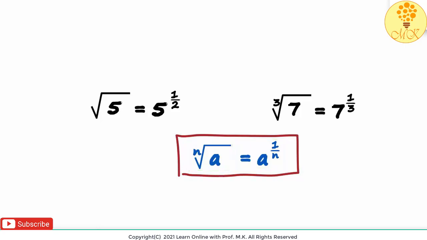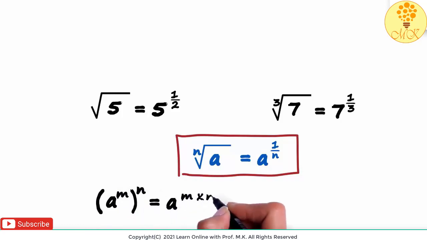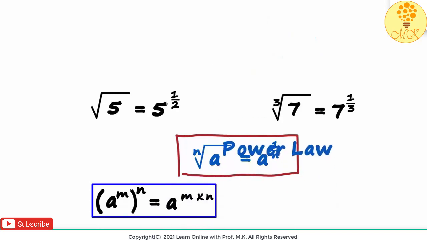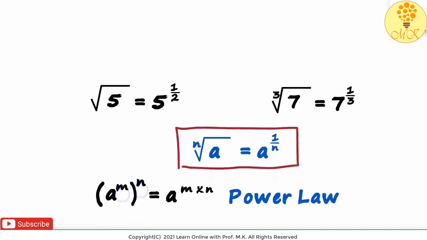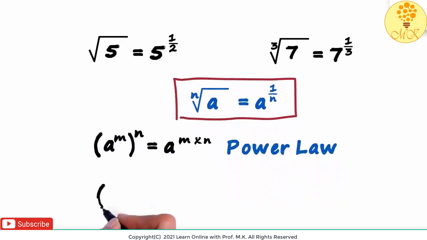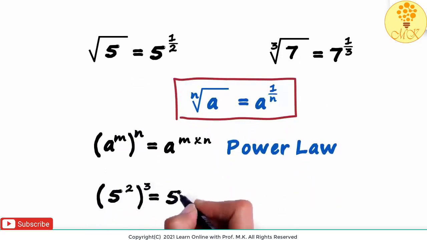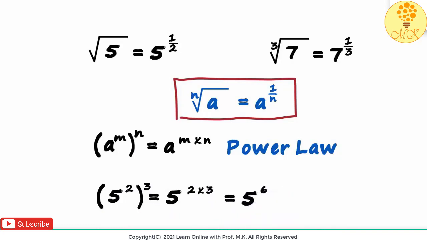But just this concept isn't enough. A raised to m, the whole raised to n, is equal to a raised to m times n. This is called the power law. Understand it well. A raised to m, the whole raised to n, is equal to a raised to m times n. These two are multiplied in the power. So if we have something like 5 raised to 2, the whole raised to 3, it can be written as 5 raised to 2 times 3, and that equals 5 raised to 6.